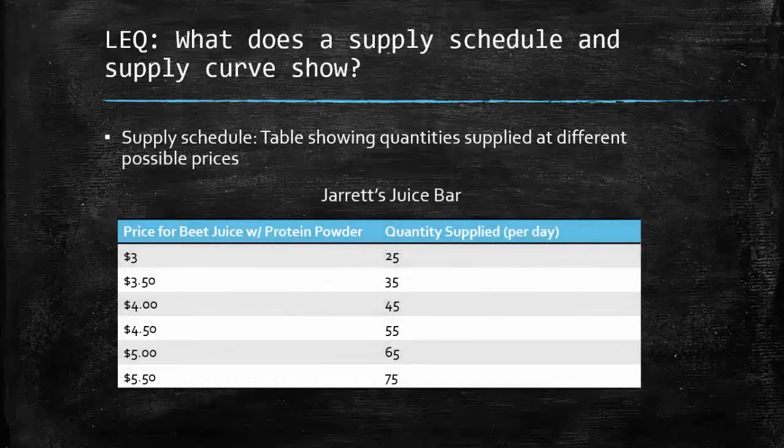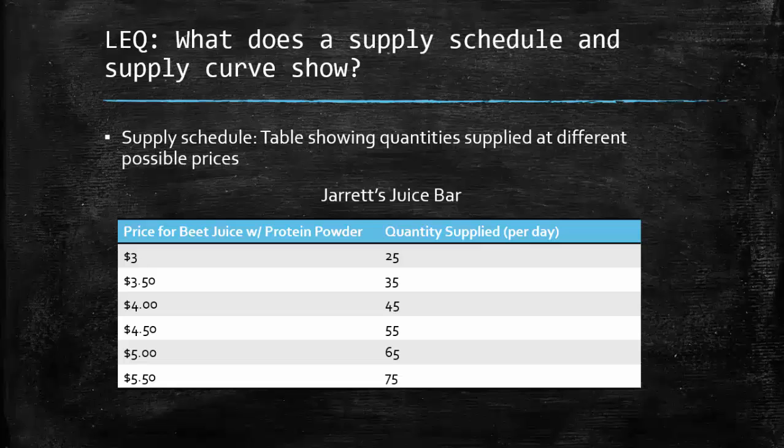All right, so you guys have seen something similar to this before. This is a supply schedule. Now, keep in mind the law of supply applies here. So I did a little example of Jared's juice bar, pretending I'm making an organic vegetable juice bar. Now I have the price for beet juice and the quantity supplied. Keep in mind, guys, these numbers are examples and may not be realistic, but the law of supply is demonstrated.